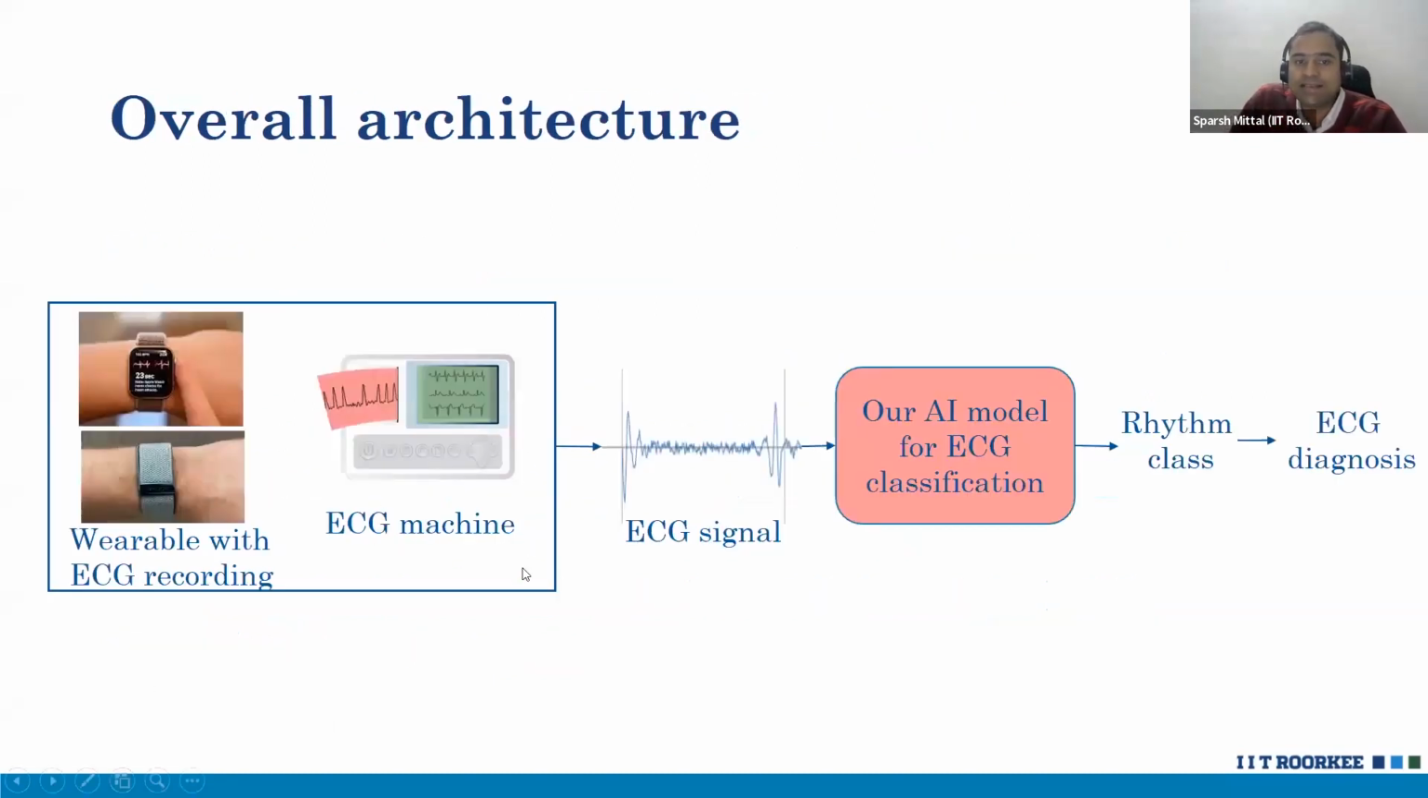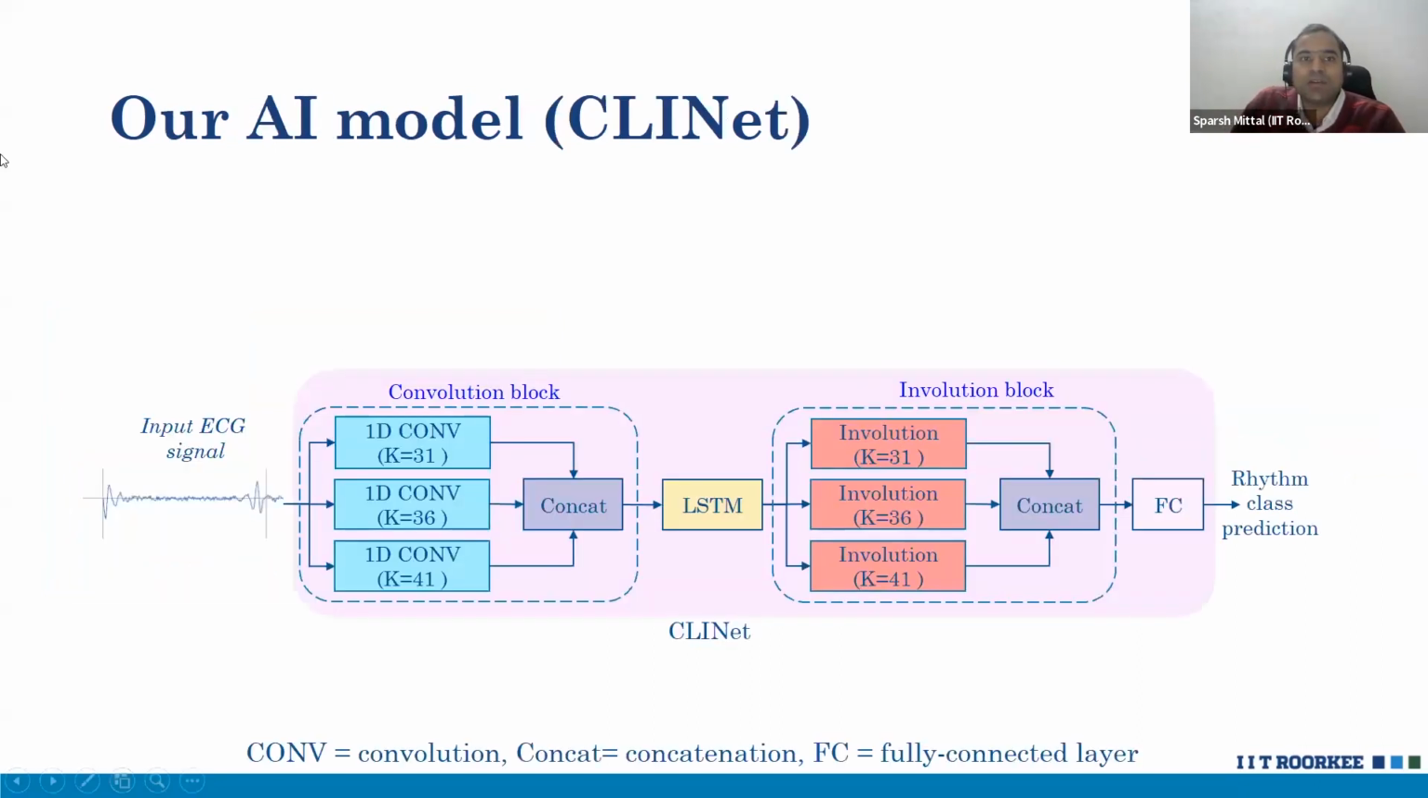Our idea is that we have an ECG signal, which is obtained either from an ECG machine or from a wearable which takes an ECG recording. We feed it to the AI model, and then we can find out the rhythm class. Based on this, we can do the ECG diagnosis. And if this AI model can run right in the smartwatch, that is really a Sone pe suhaga kind of thing. So this is our overall AI model.